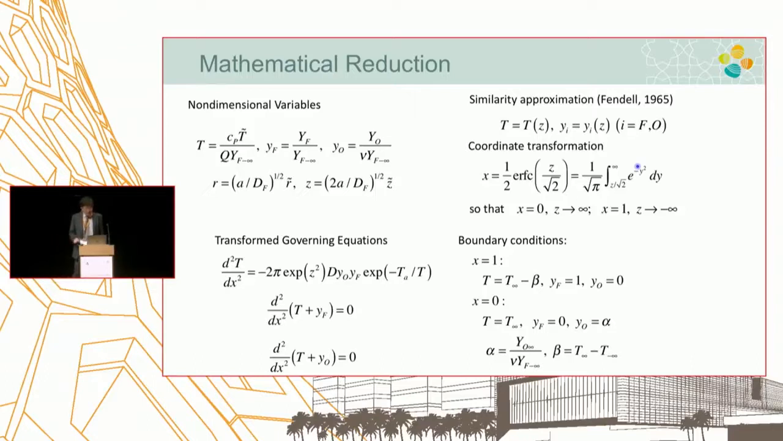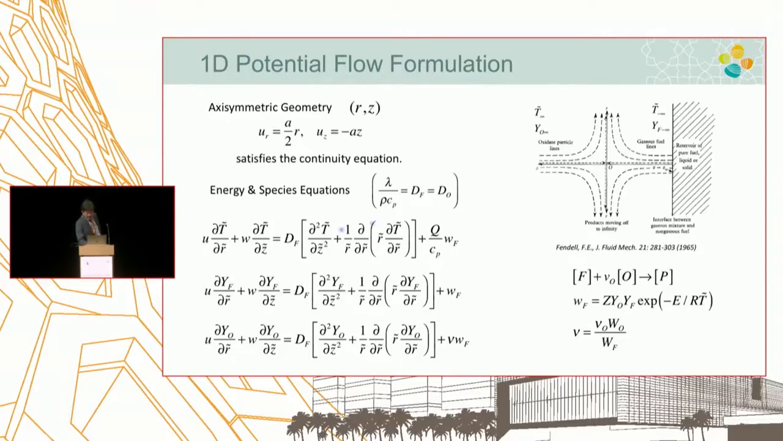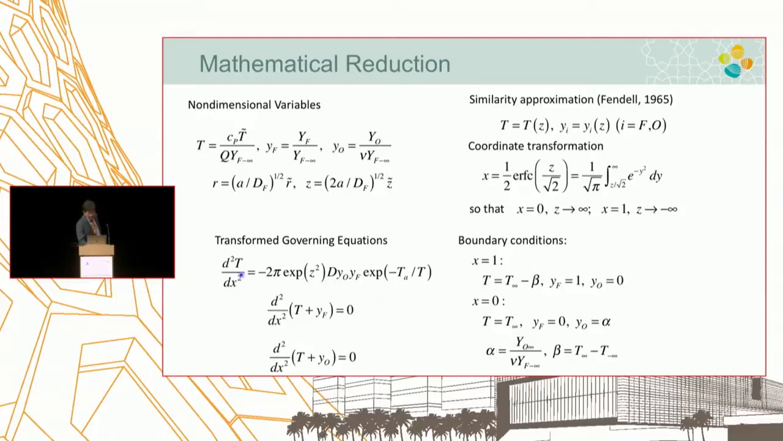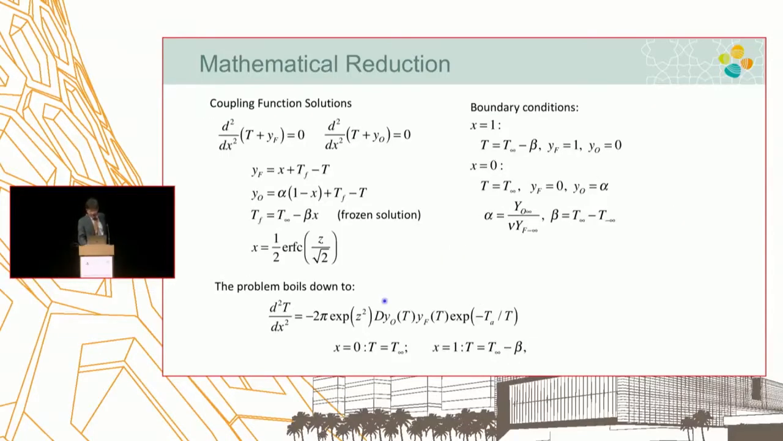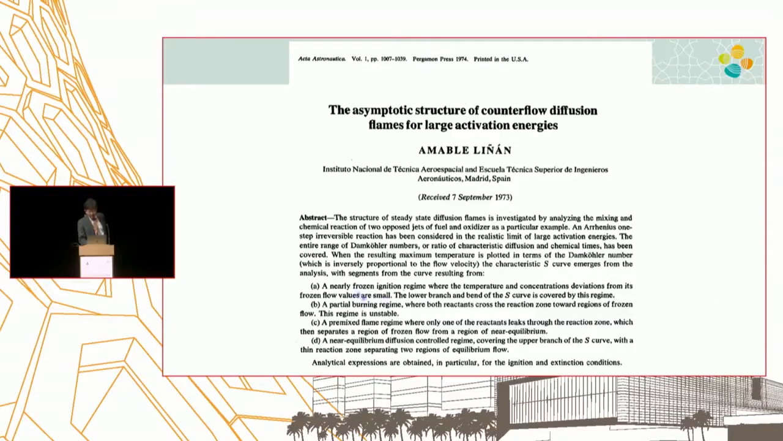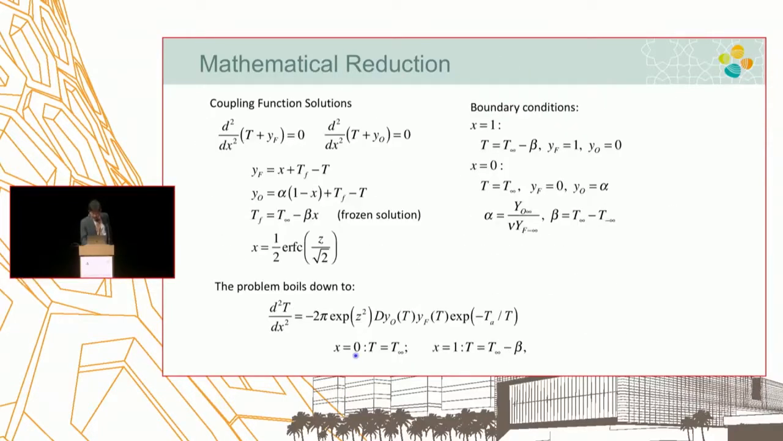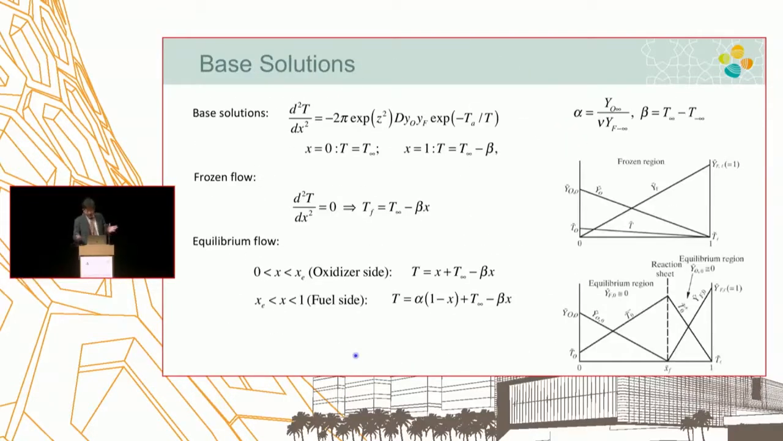So mathematical reduction can be further done, and by some clever coordinate mapping, this complex counterflow system equation is reduced into a simple linear ordinary differential equation with a reaction term. And that's the beauty of this analysis. And he categorized all these important regimes that were highlighted here. Frozen, partial burning is the middle branch, and premixed, near equilibrium branch, everything in one paper. So the rest is a detail, and I can skip that.